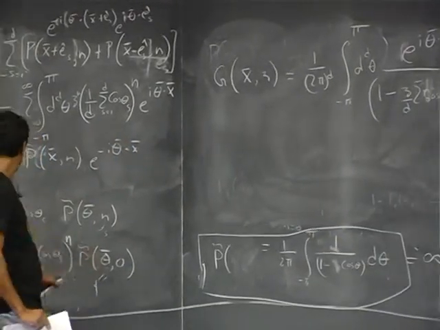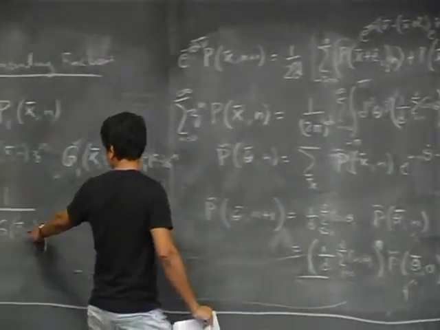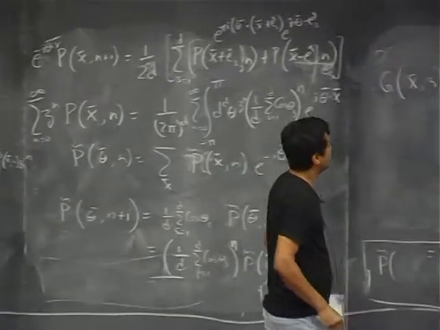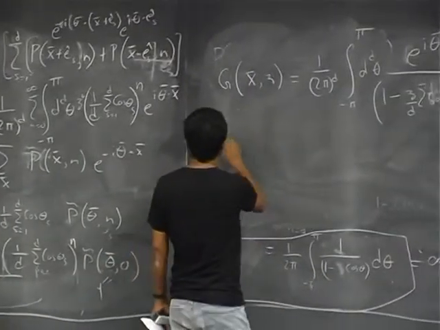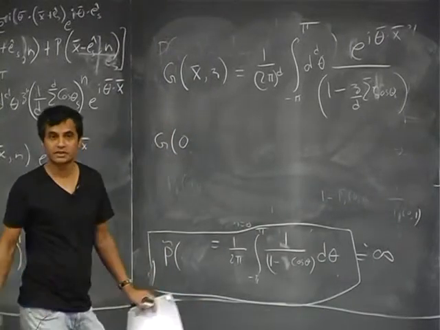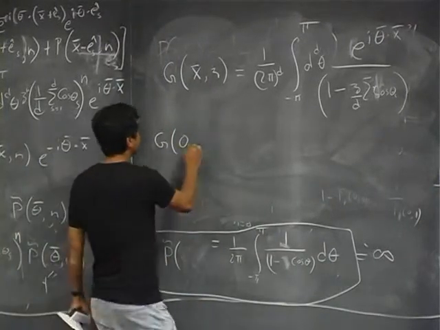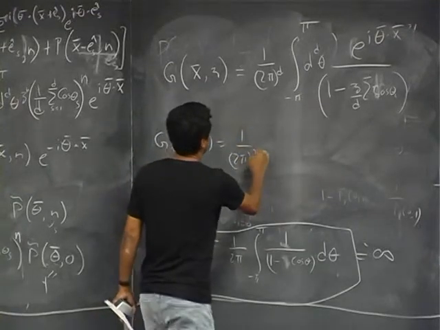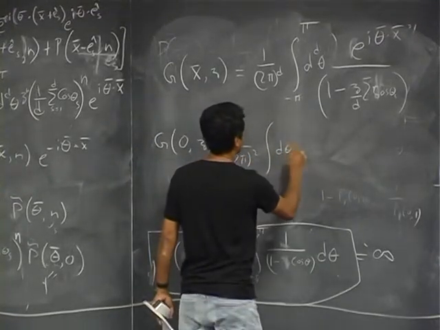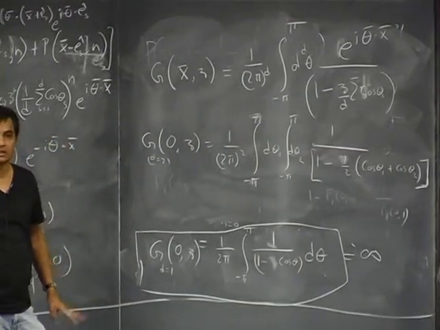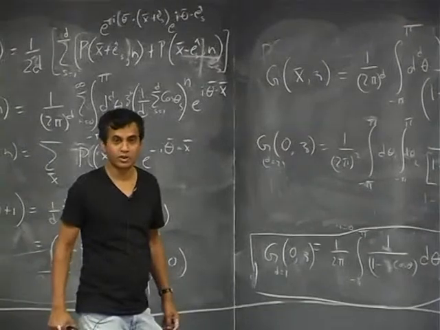Now we want this special case, put x bar as the origin, right? And so let's do this in 2 dimensions. But what you can see immediately is that this is again infinity. Okay, so why is it?